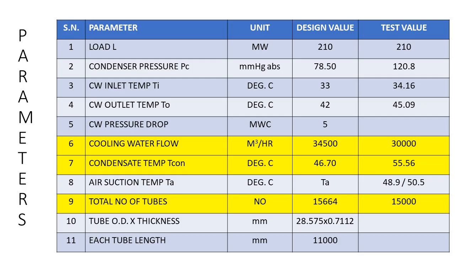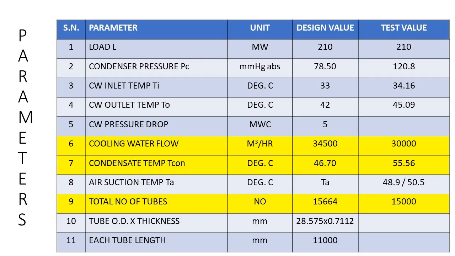The pressure drop has not been measured, but it can be measured. Cooling water flow was designed for 34,500, but the flow is now 30,000. Condensate temperature is 55.56. The air suction temperature was also measured. There were two condensers, A and B, and the total number of tubes was 15,664 and is now only 15,000. The tube OD and the rest have been given. So these are the parameters we take down.